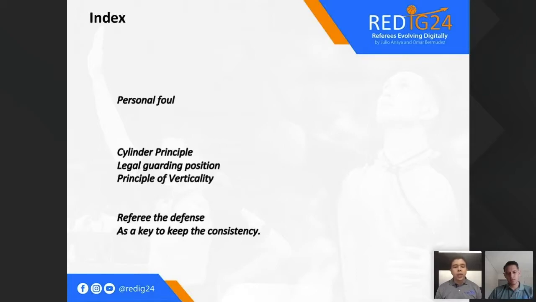Then we will talk about how the rule explains the cylinder principle, the legal guarding position, and the principle of verticality. And after we have those concepts, we will talk about how to put them into the court as we make decisions to keep the consistency.